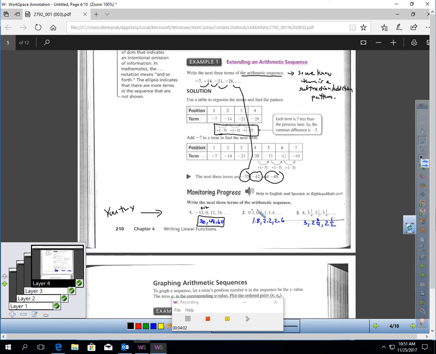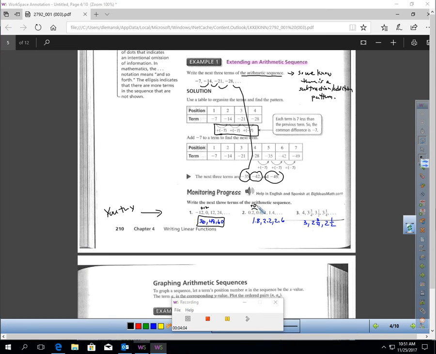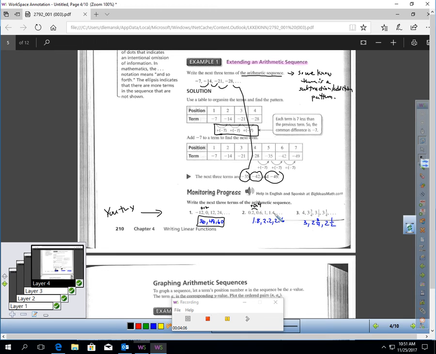Here, the common difference, I keep on adding 0.4 each time. So if I add 0.4 to the next 3, I would get 1.8, 2.2, and 2.6. And here the common difference, we're taking away a quarter each time. So if you continue taking away a quarter, the next 3 terms would be 3, 2 3/4, 2 1/2.